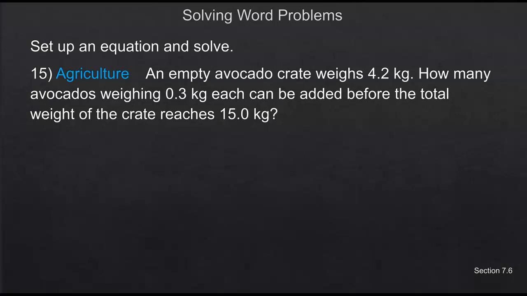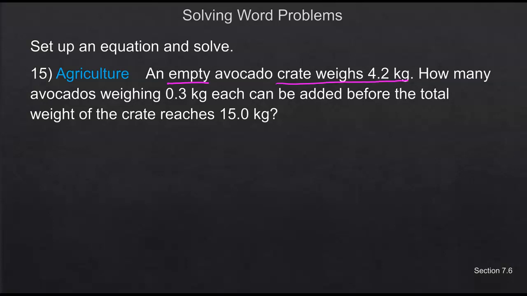An empty avocado crate weighs 4.2 kilograms. How many avocados weighing 0.3 kilograms each can be added before the total weight of the crate reaches 15 kilograms? Okay, so let's break this down. Let's go back and say we have an empty avocado crate. The crate weighs 4.2 kilograms.